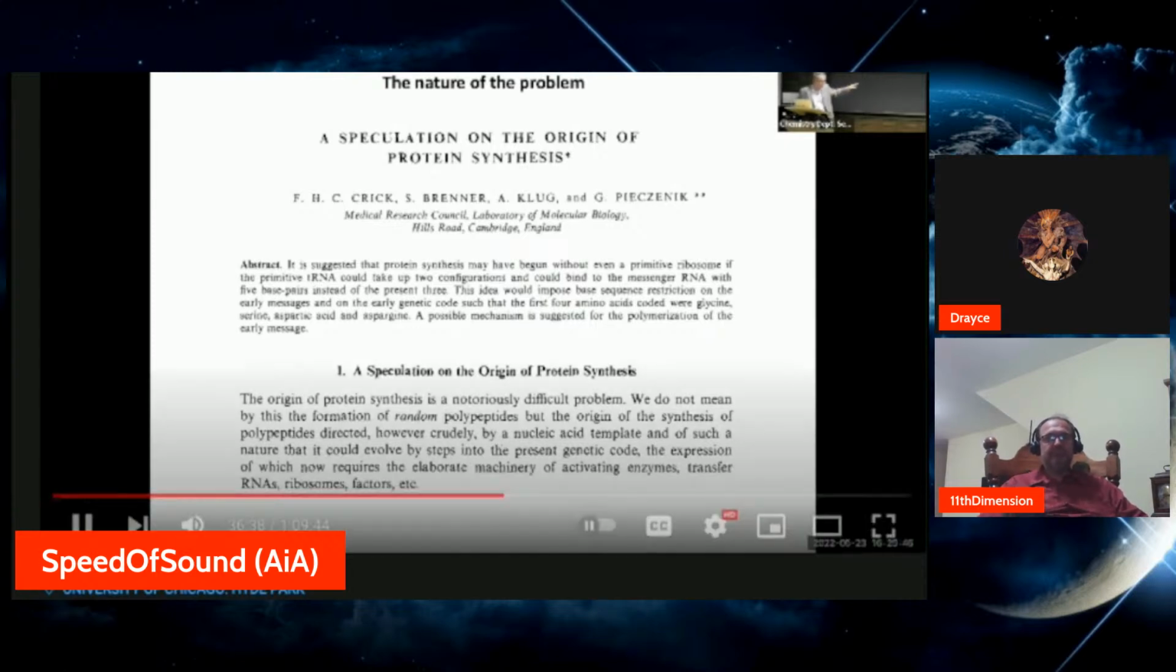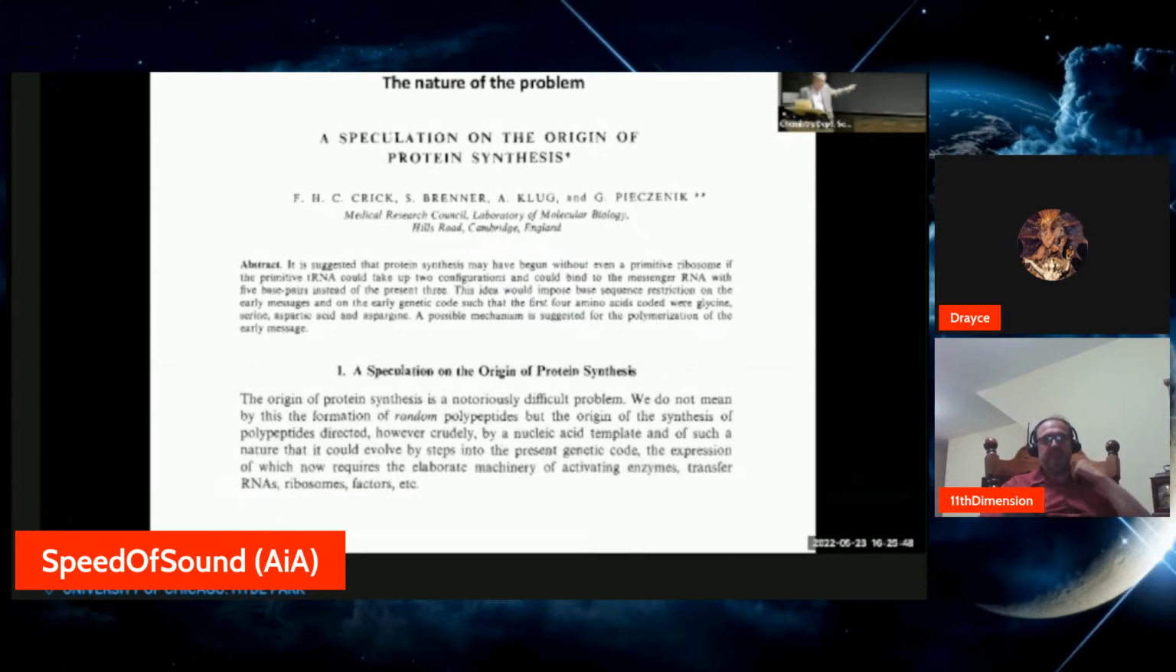We don't mean the formation of random polypeptides, but the origin of synthesis of polypeptides directed, however crudely, by a nucleic acid template. And this is the crucial bit, and of such a nature that it could evolve by steps into the present genetic code. So any primitive system we're going to invoke has to be something that we could imagine could proceed by a series of steps into the system we now see in biology.